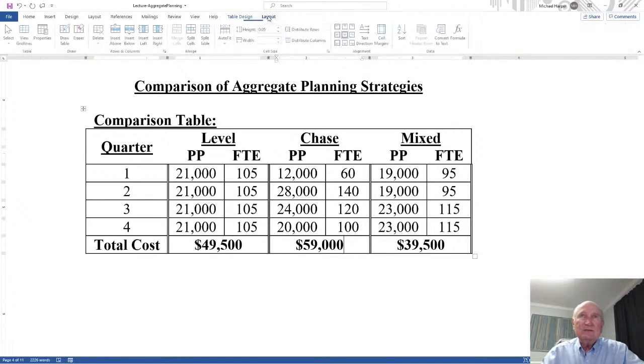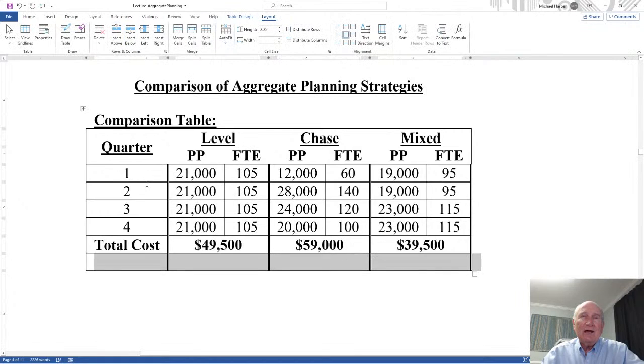Tell you what, let's do. Let's bring this down. And let's take some rounded figures here. Let's round that 49.5 up to 50K. Okay. Let's round this to 60K, just to have round numbers. And round this up to 40K.